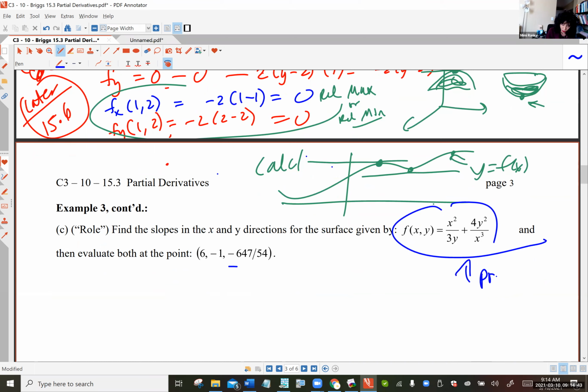Know your power rule for derivatives. Well, what's the power rule? Well, you know, d/dx of x to the n is equal to n x to the n minus 1, right? That's the power rule. I hope you remember that.